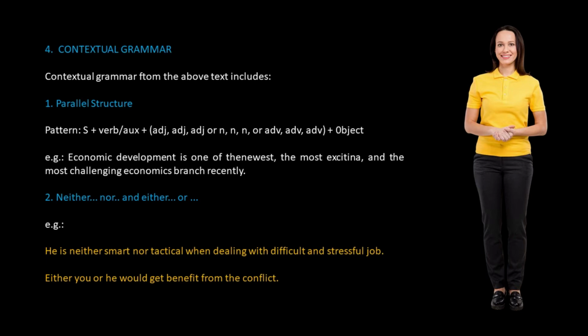Four. Contextual grammar. Contextual grammar from the above text includes: 1. Parallel structure. For example, economic development is one of the newest, the most exciting, and the most challenging economics branch recently.